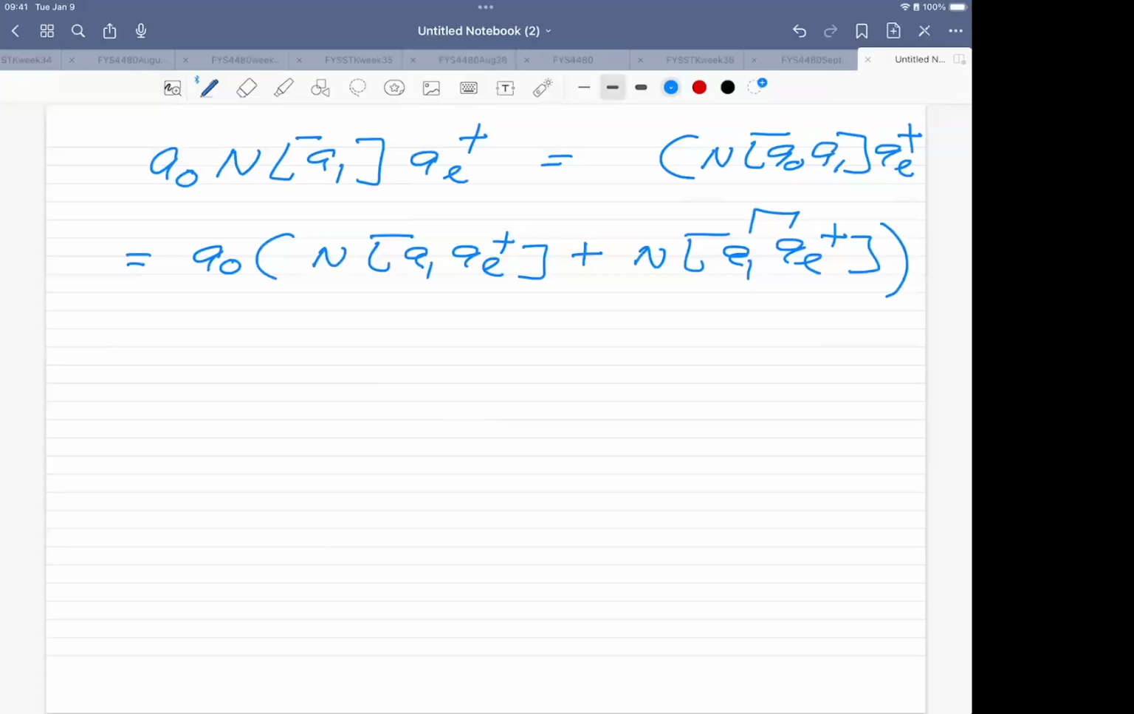Now, if I look at the first term, I can write this immediately as N, since this is already normal ordered, A1, AL dagger, like that. Plus an additional term, which I can write out as, let me see now, where did I put my things?